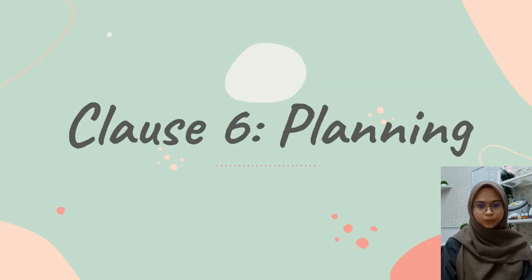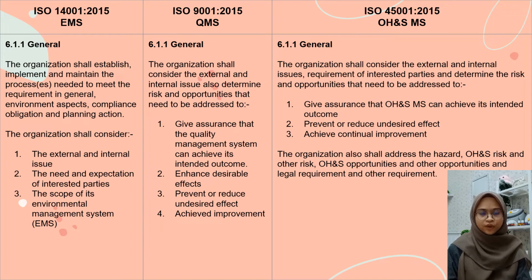Next, we will continue with Clause 6, which is planning. For ISO 14001, the organization shall establish, implement, and maintain the processes needed to meet the requirement in general, environmental aspect, compliance obligation, and planning actions.